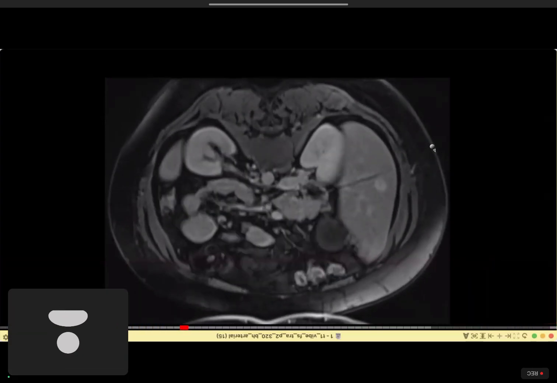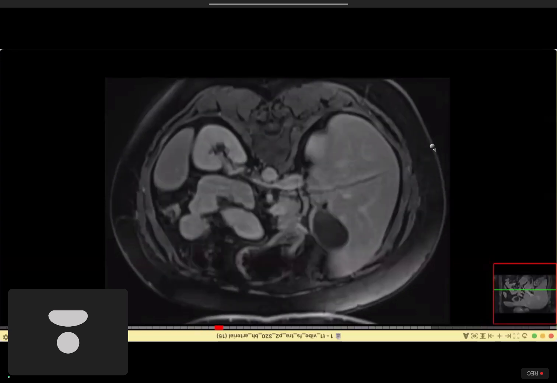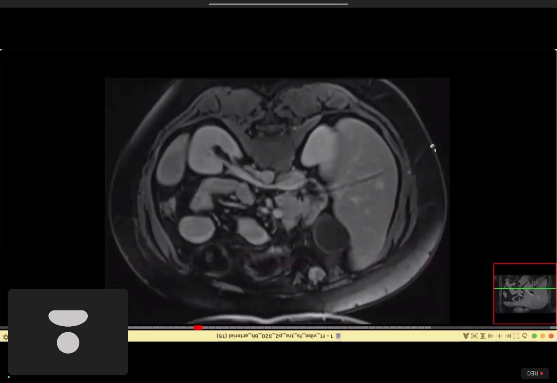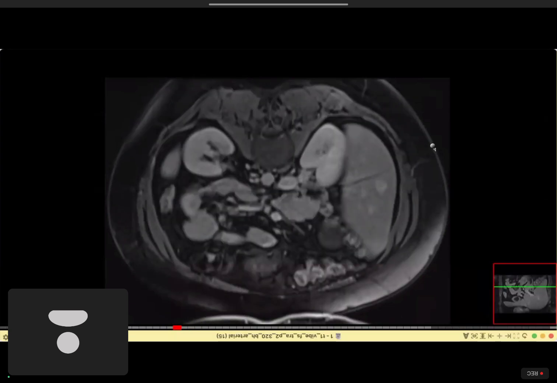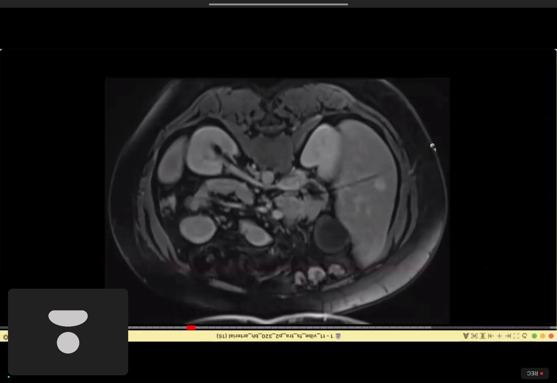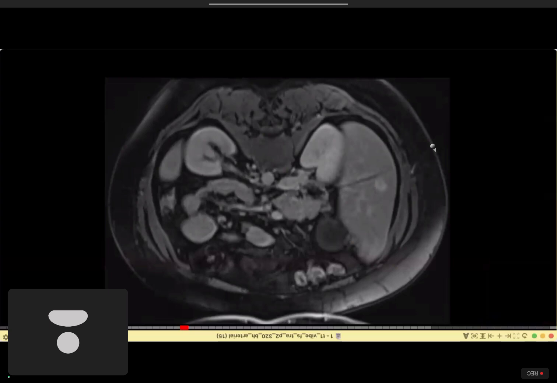So there is centripetal filling. I think it's benign. There is no washout in the delayed sequence, so this excludes the possibility of malignancy. This could represent a flash hemangioma, a rapidly filling hemangioma. There is also a central scar. I would like to see a further delayed image to see if it's enhancing, because this might also represent FNH, focal nodular hyperplasia with an enhanced scar in the late phase.